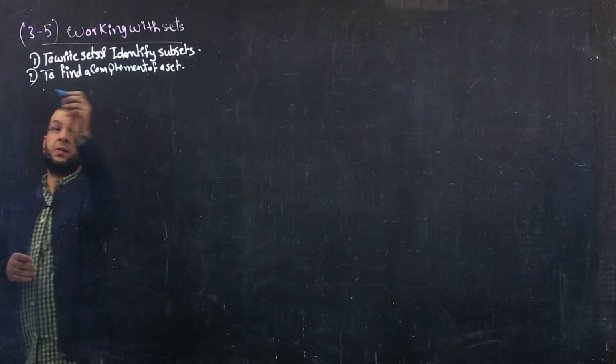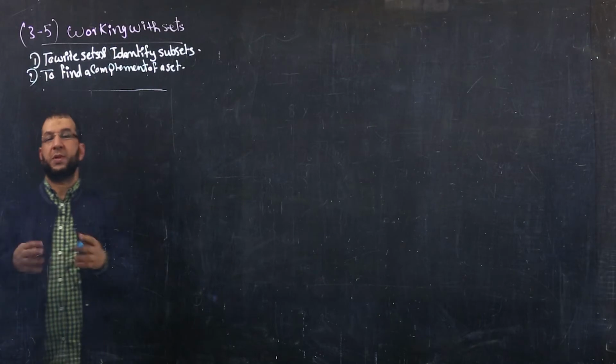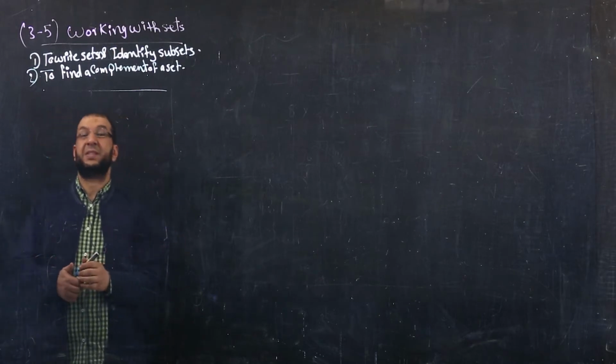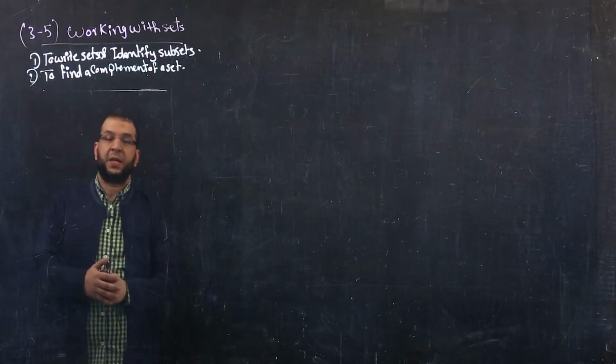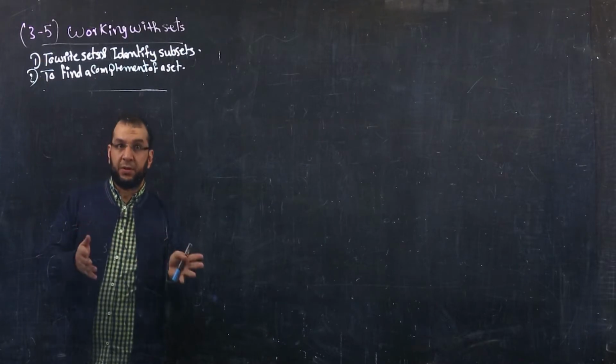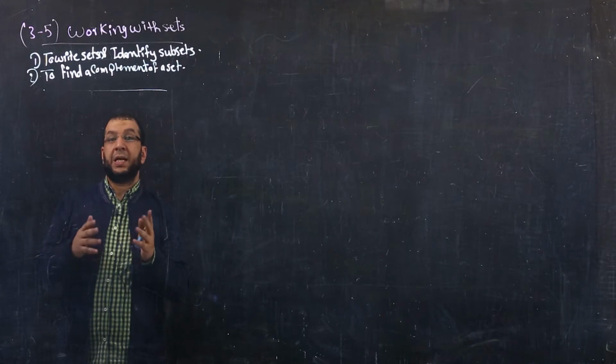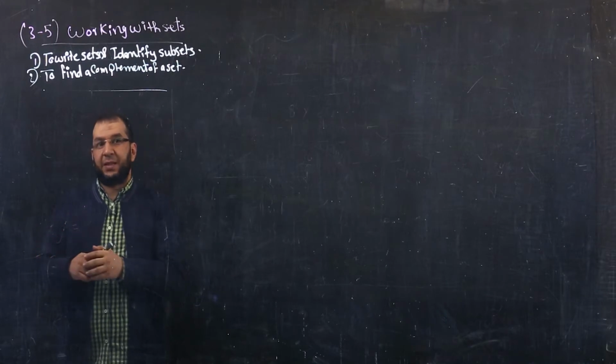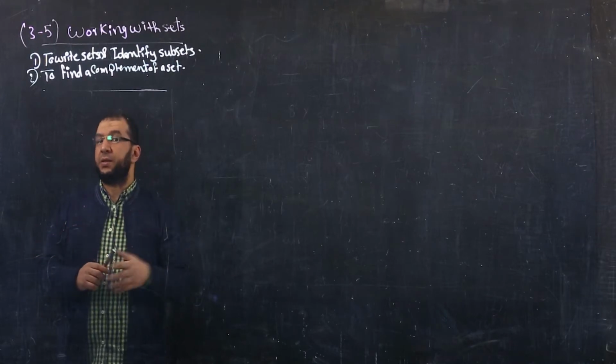In order to do these objectives, we must first know what a set is. What is the definition of a set? A set is a collection of numbers. How can it be written? We have two ways to write sets.